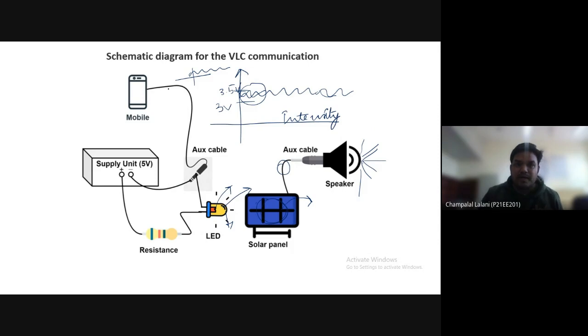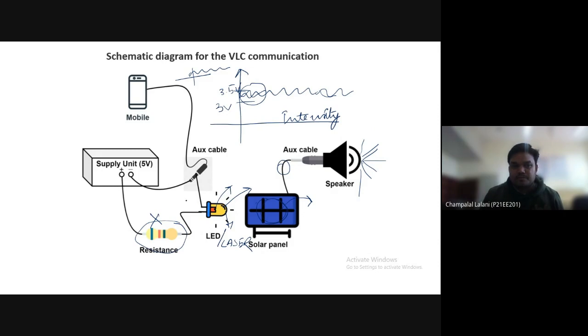See, this is mobile to aux cable. One part of the aux cable is given to the LED. LED or laser, you can give anything, either LED or laser, both will work depending upon your application. And the other part of the LED was given to the supply. You can keep this resistance or you can omit this resistance. That is up to you.